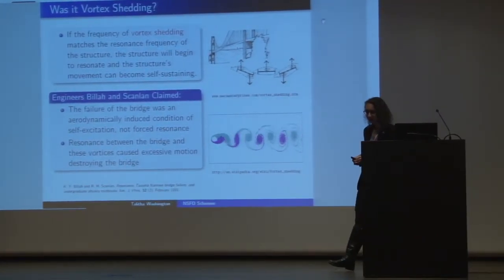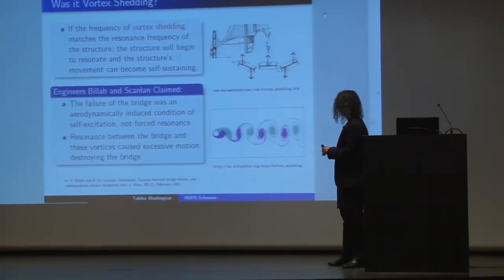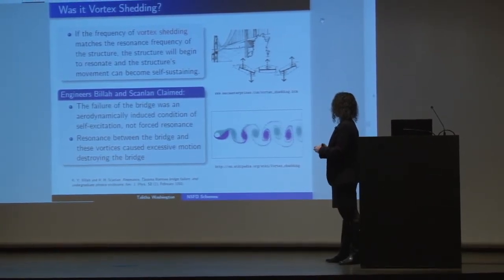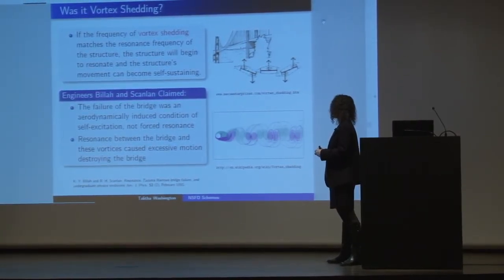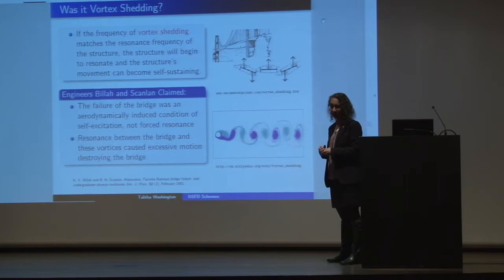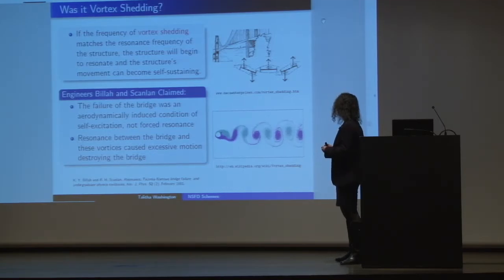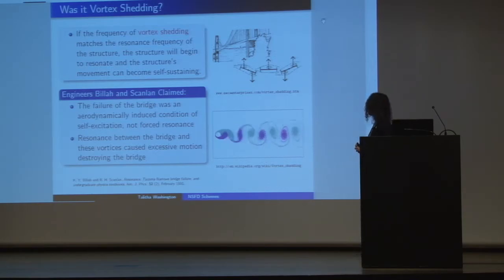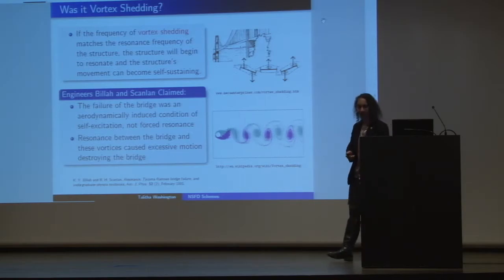So engineers Billah and Scanlan claimed that the failure of the bridge was an aerodynamically induced condition of self-excitation, not forced resonance. So they were like, yeah, I don't think so, to the other people who published. Resonance between the bridge and these vortices caused excessive motion, destroying the bridge. So they were like, this is what it was. They were wrong.